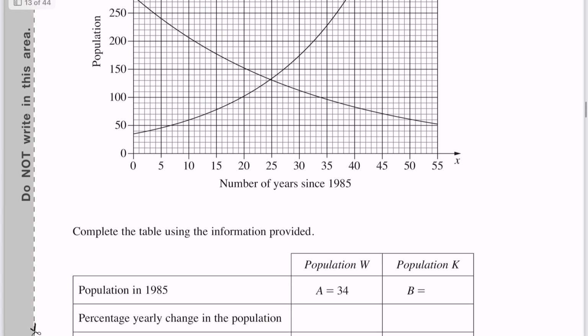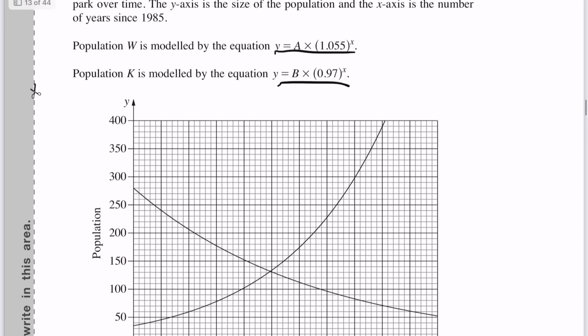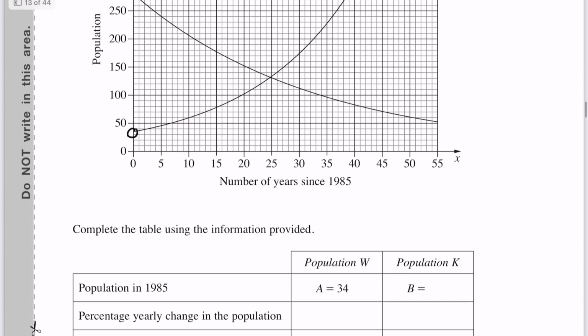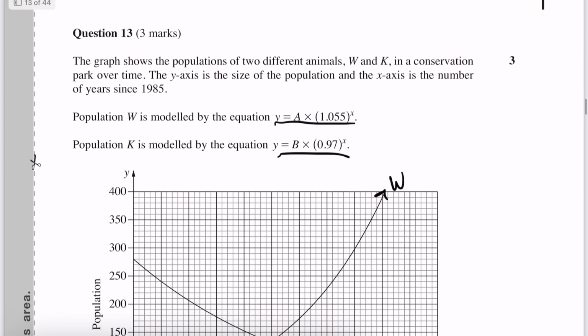Okay, so what we need to find is the population in 1985 for the K graph. So that's essentially what B is, and really all we need to identify is the y-intercept. What we know is that this line here is population W, and this line here is population K. That's really important to identify.